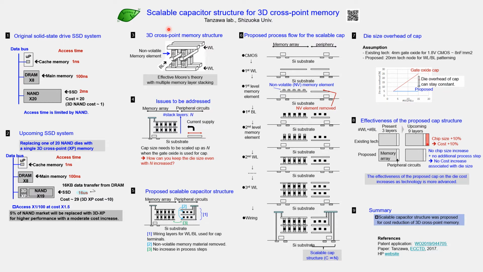In this slide, I'm going to propose a scalable capacitor structure for 3D cross-point memory. This is the current solid-state drive system. Here's the data bus, microprocessor, DRAM, and NAND are connected here.